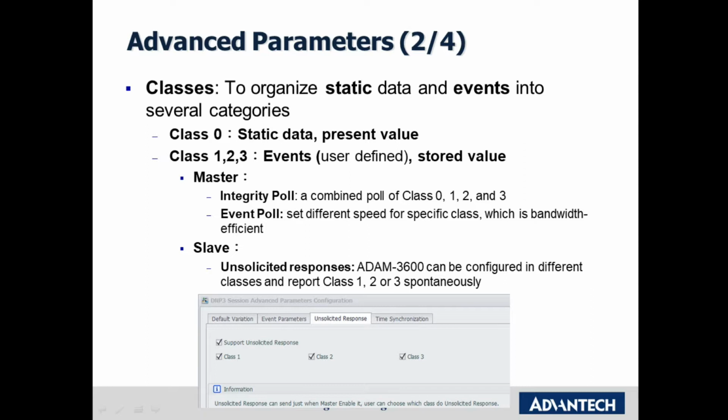There are several terms defined in DMP3, and we'd like to introduce them one by one. For data inquiry, there are two terms, static and event. For the event, the user can define the event as a measured value change, a measure whose value crosses a threshold, and an analog input changing by more than its deadband.